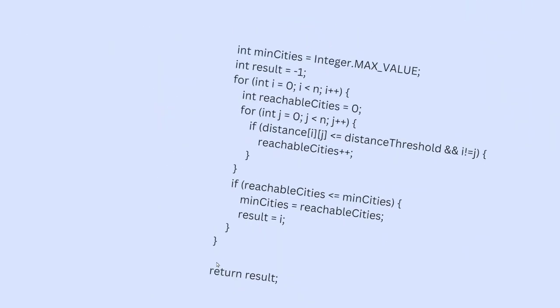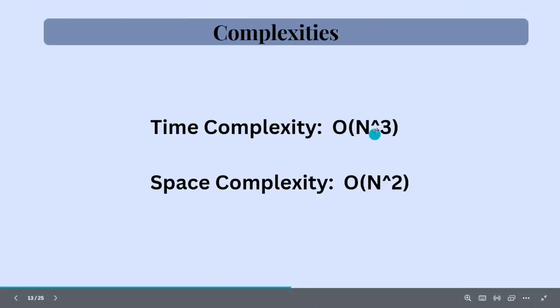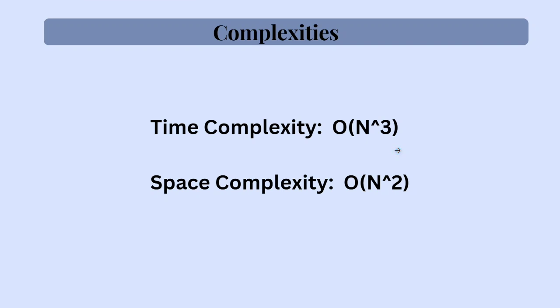The time complexity of this code will be O of n cube because the Floyd-Warshall algorithm runs for 3 nested loops, and the space complexity will be O of n square because the distance matrix is a 2D matrix, so it takes O of n square in the worst case.